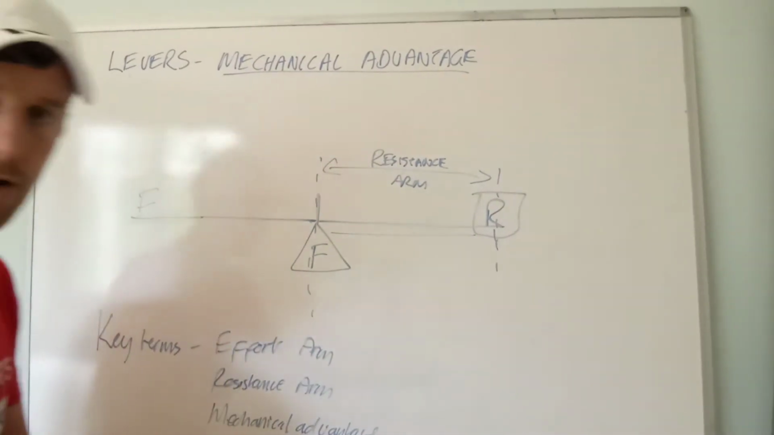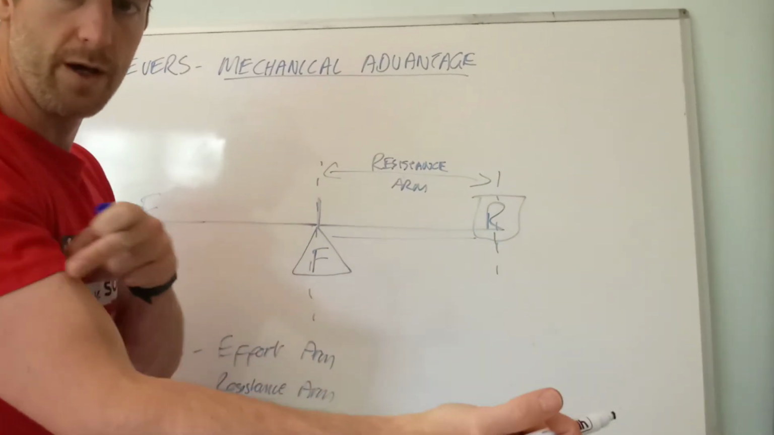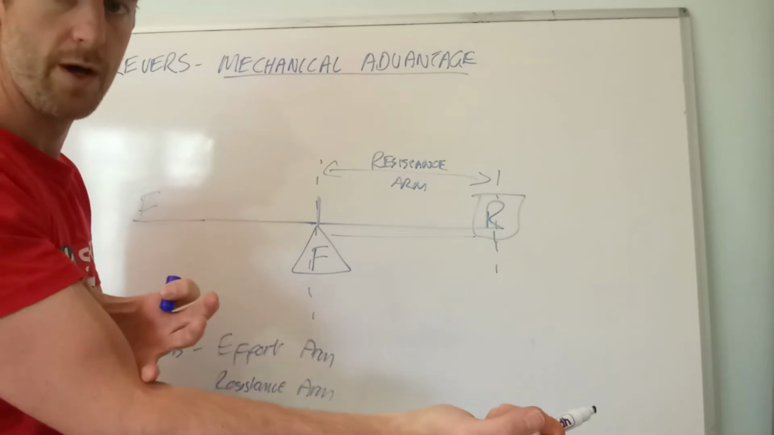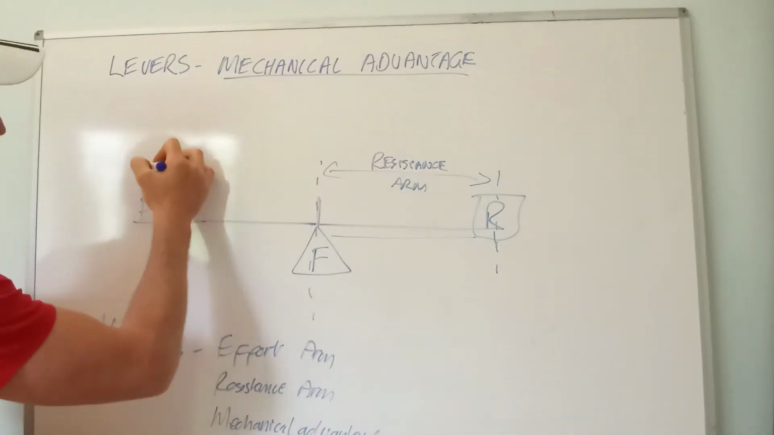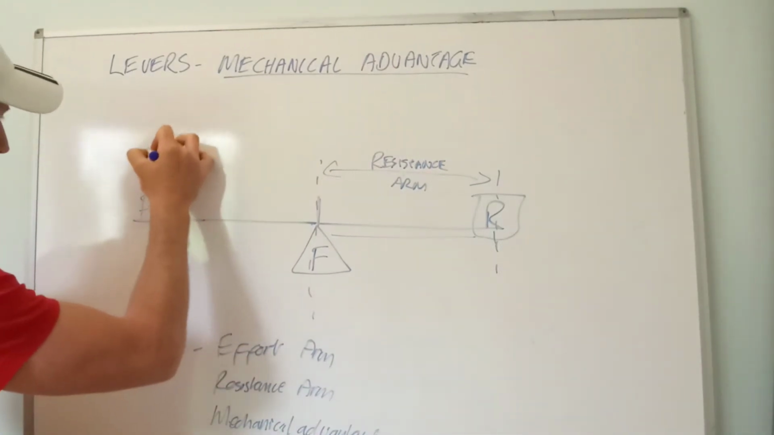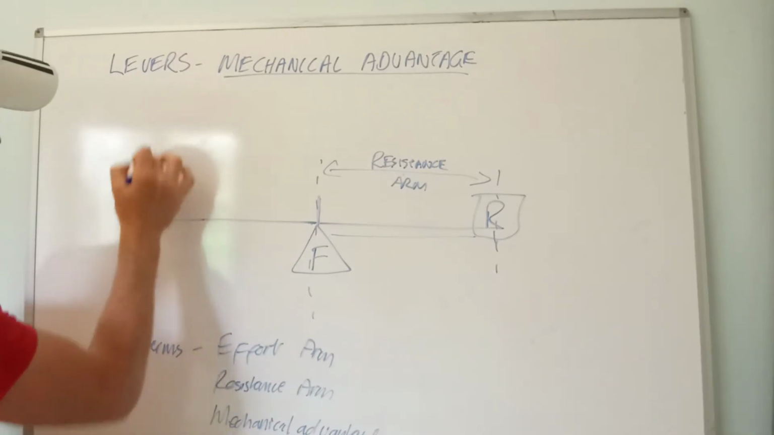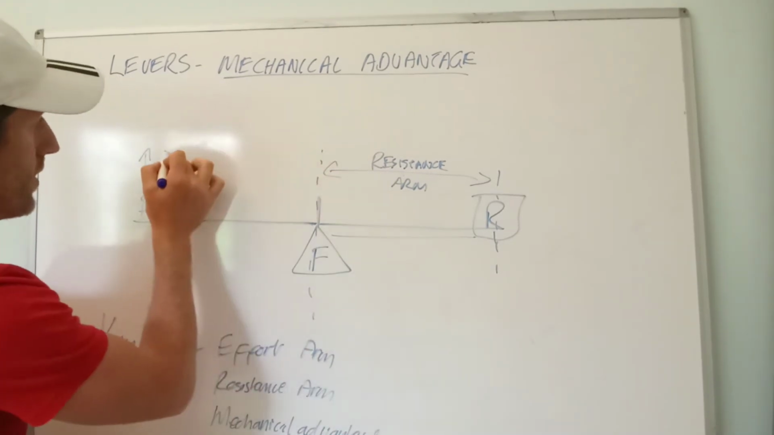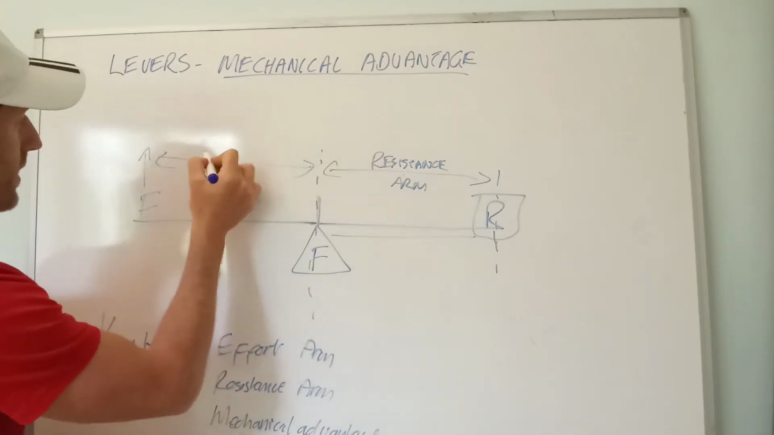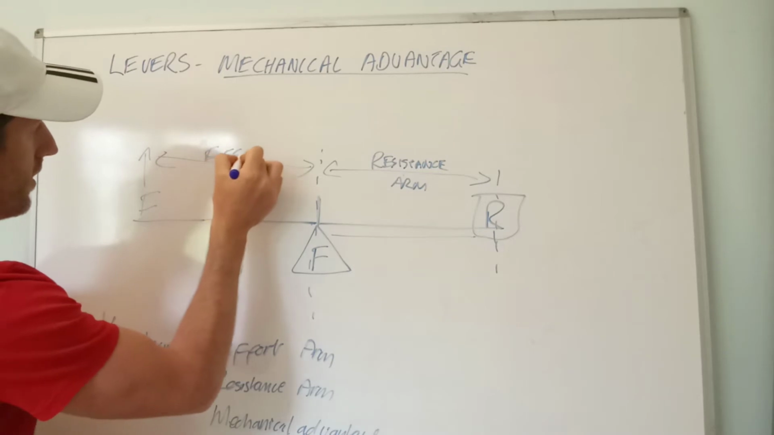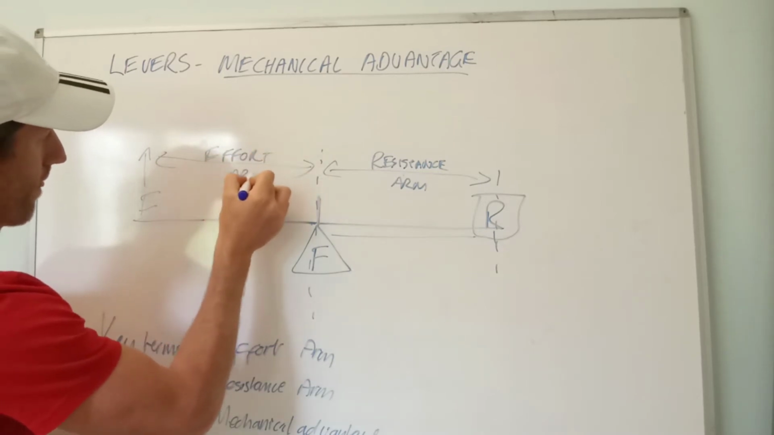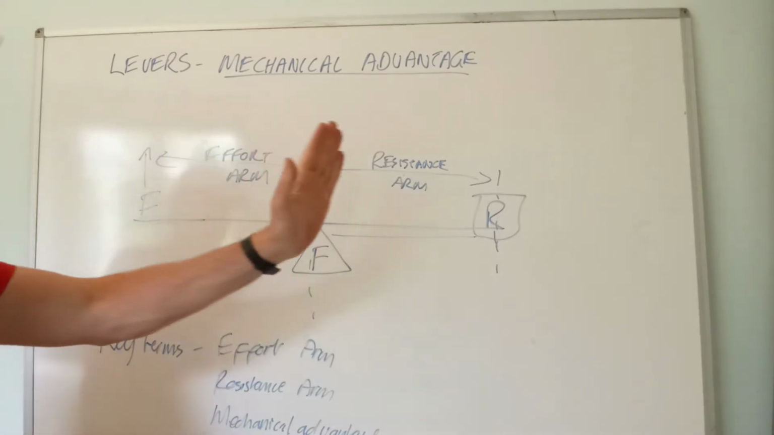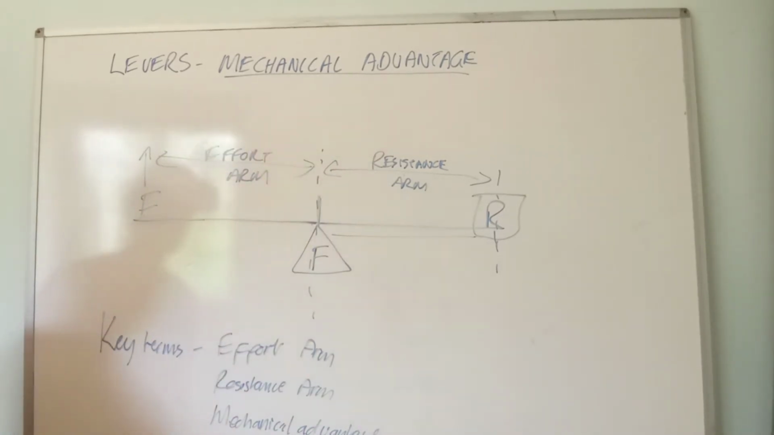Now the effort arm, which is the muscles making the effort, is on the other side of the fulcrum. It would be measured from where the muscle is contracting, if we're talking about the body, to the middle of the fulcrum, and again, that would be the effort arm. Effort arm, resistance arm.